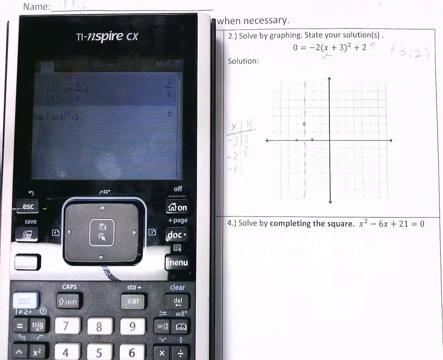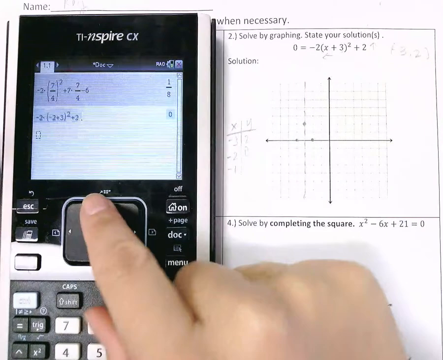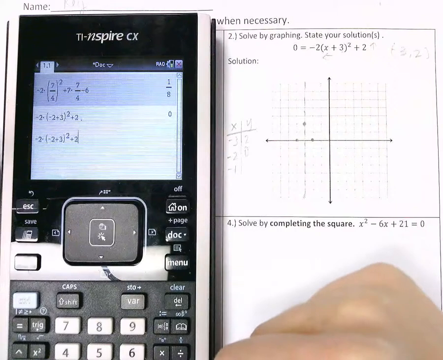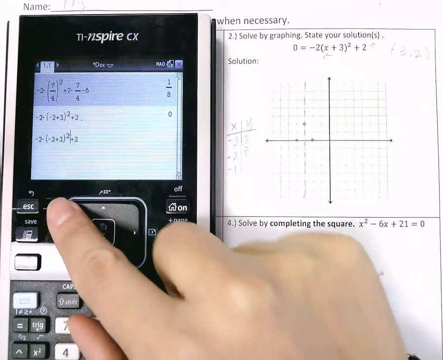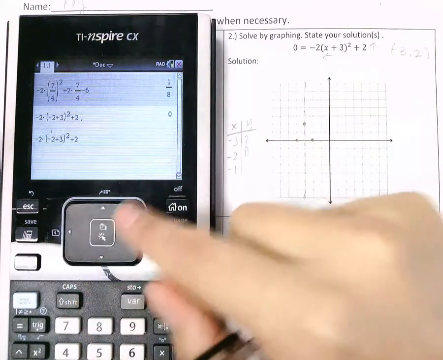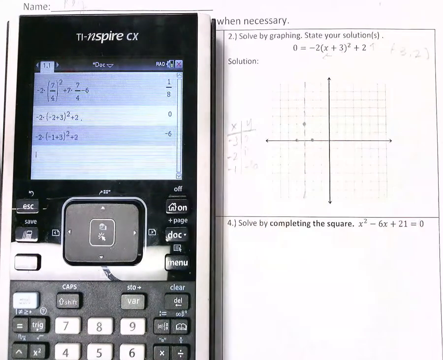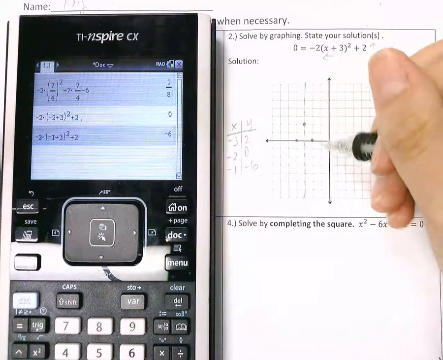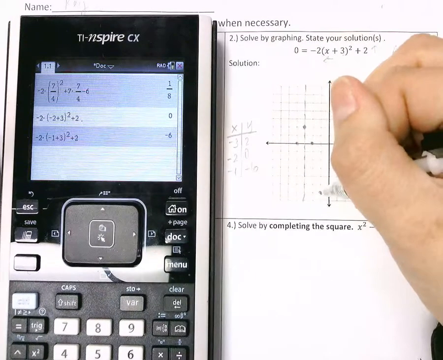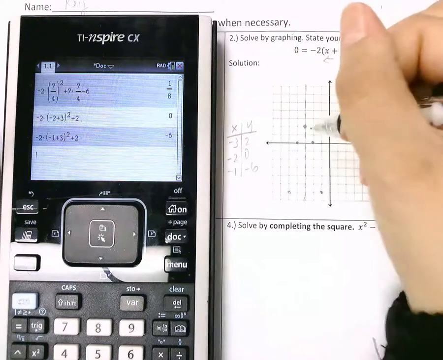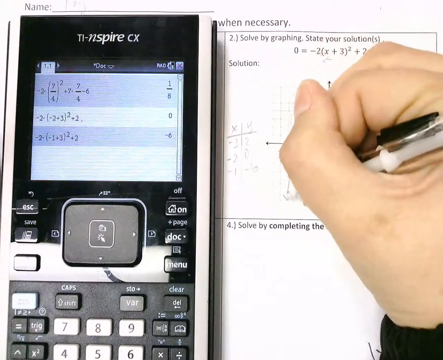So next one, in case you're unfamiliar with copying and pasting, if you highlight the thing you want to copy and paste and then press enter, it'll copy and paste, and then you can just go in here and change your -2 to a -1. Okay, it gives you another point. So -1, -6, and then we want to reflect it across the axis of symmetry. So you should have a parabola.